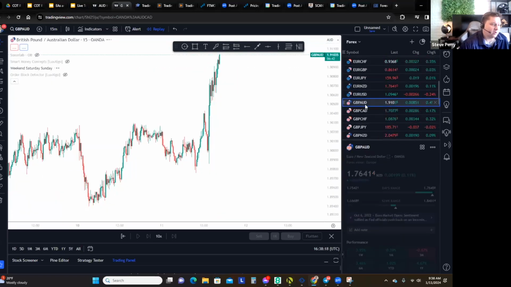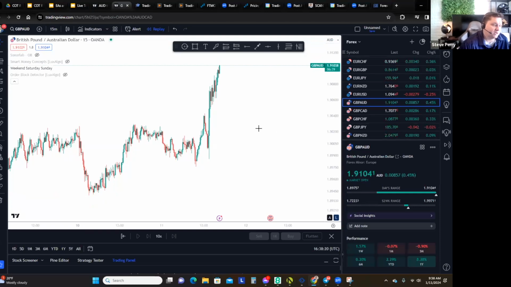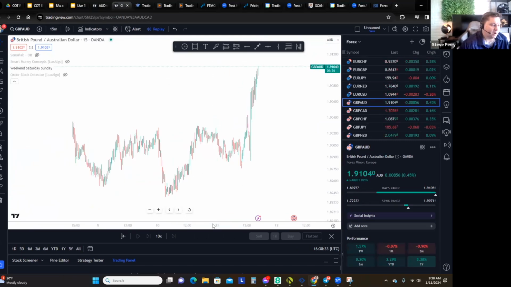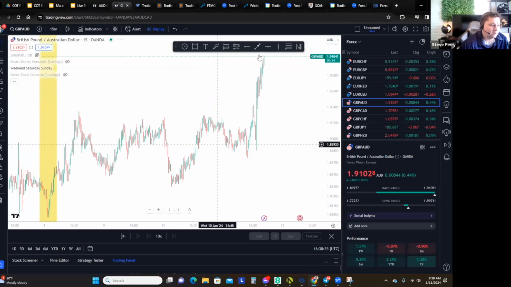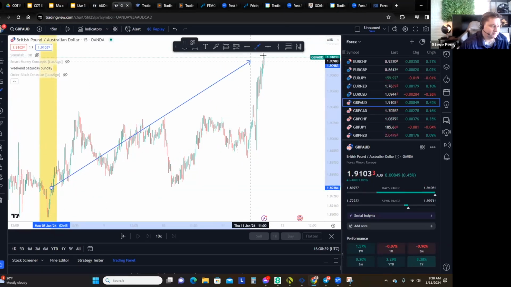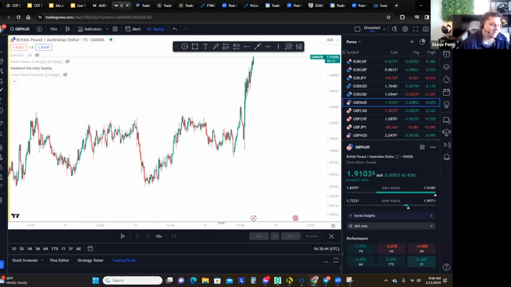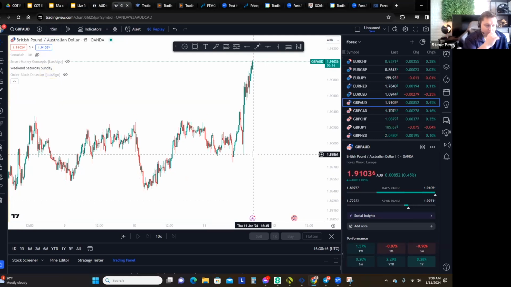Okay, we'll start with the pound Aussie. Yeah, huge move today. We're crushing it right now, guys. I'm watching my trades as we speak, and things are just going in our favor big time, right? We bought this guy at the beginning of the week, and here we are. Just wow. Amazing, right? Anyway, so this one's kind of interesting.